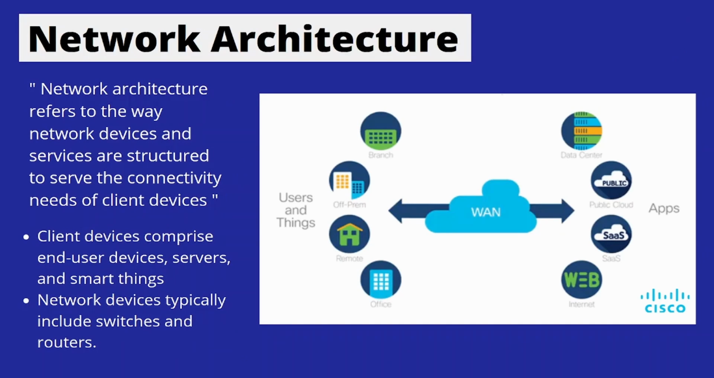Network architecture. Network architecture refers to the way network devices and services are structured to serve the connectivity needs of client devices. These client devices are end user devices. They consist of a server, smart things, and any device a client would use. It could be a smartphone or a normal computer. Network devices include switches and routers.